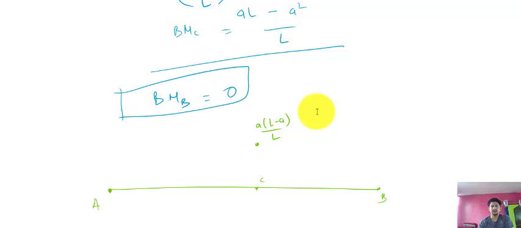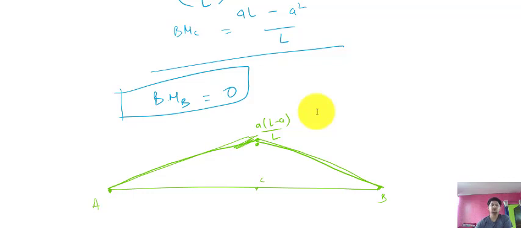So the influence line diagram will be like this. Okay, this should be straight. So this is the influence line diagram for the bending moment.